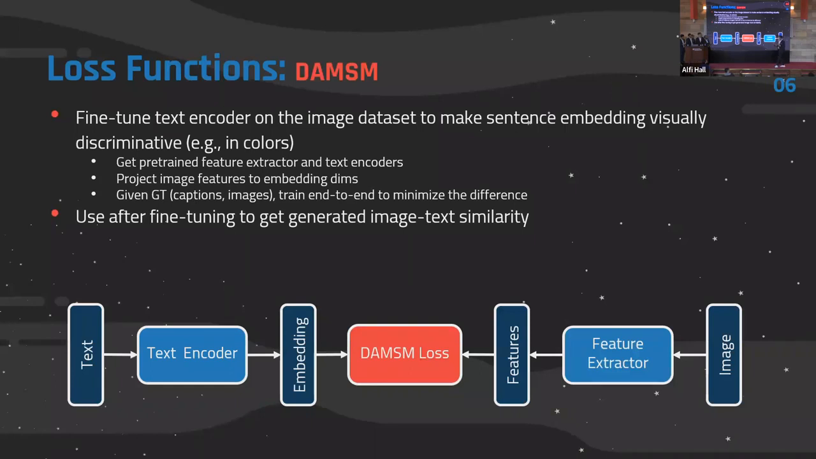Before doing the training itself, we pre-train two neural networks, the text encoder and the image encoder, with the DAMSM loss, in order to find that space that we want, where the image features and text features are meeting each other.